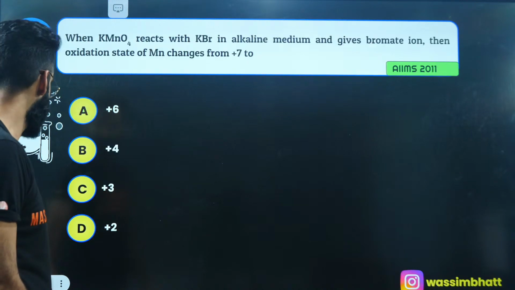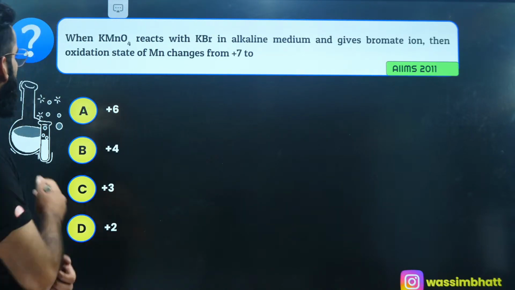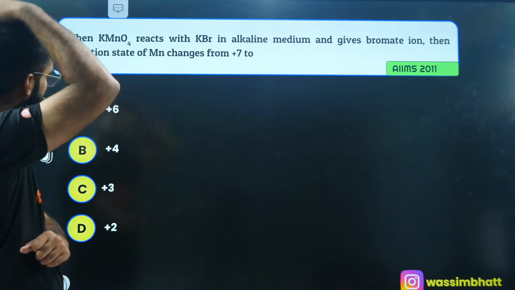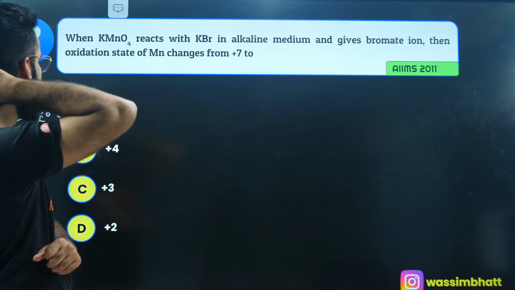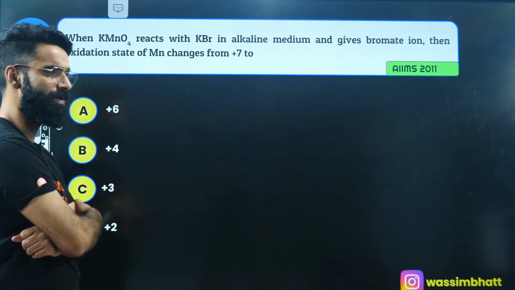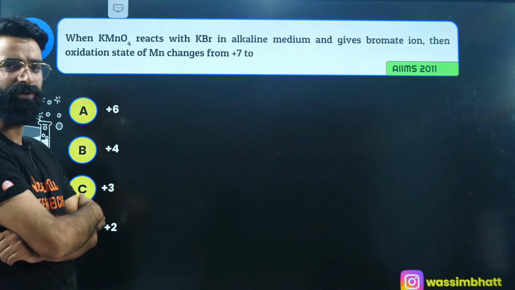Okay. One more question, guys. When KMnO4 reacts with KBr in alkaline medium, it gives bromate ion. The oxidation state of Mn changes from +7 to what? What is going to be the answer of this question, guys? You guys let me know the answer of this question. It's a simpler one, right?